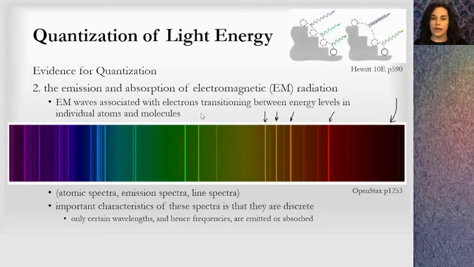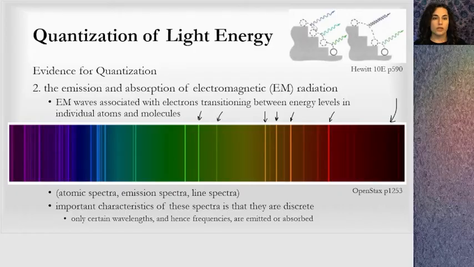But we can see that instead we get these lines in here, very specific lines corresponding to specific energies of that light. So electromagnetic waves associated with electrons transitioning between energy levels in individual atoms and molecules is quantized. This was not something that was expected, but is true. And you can see the picture up here.